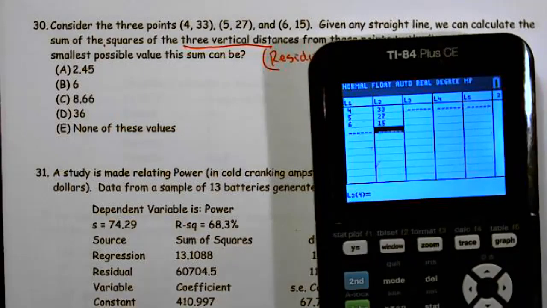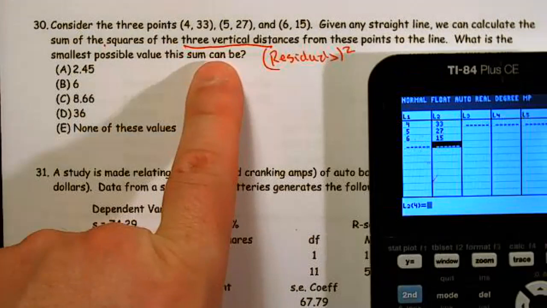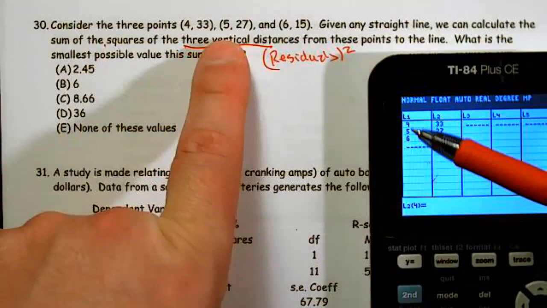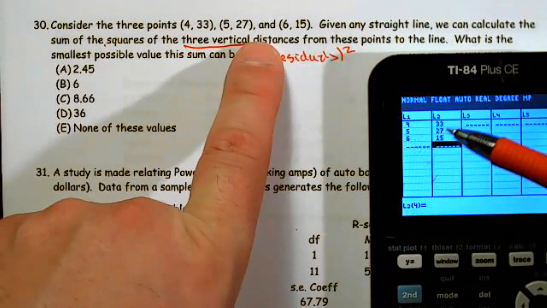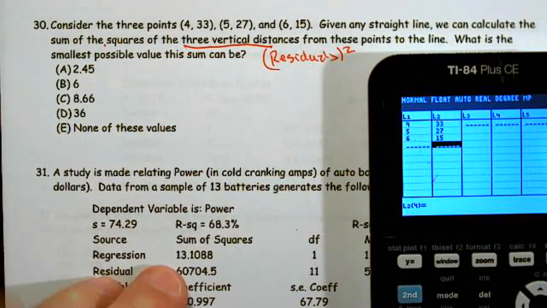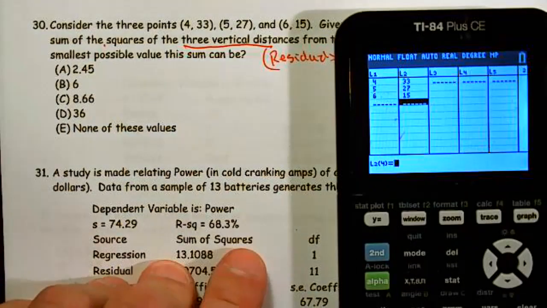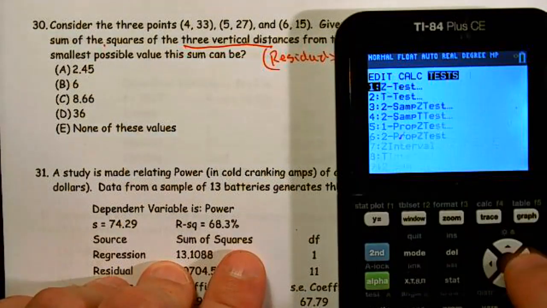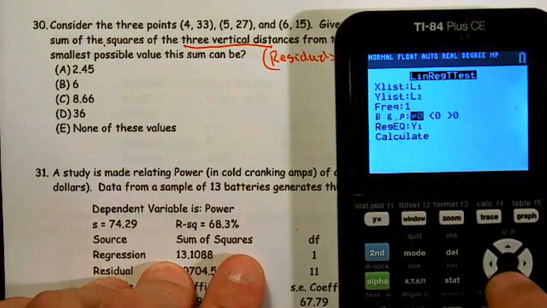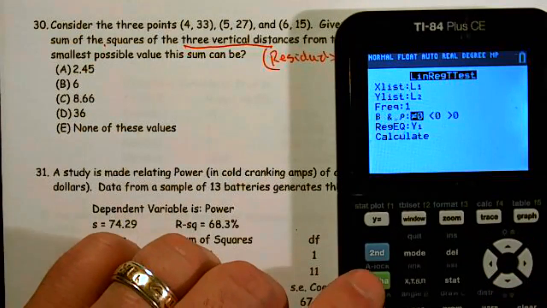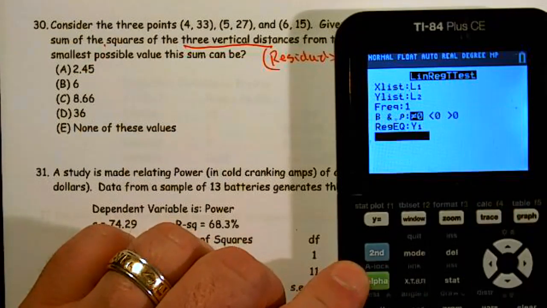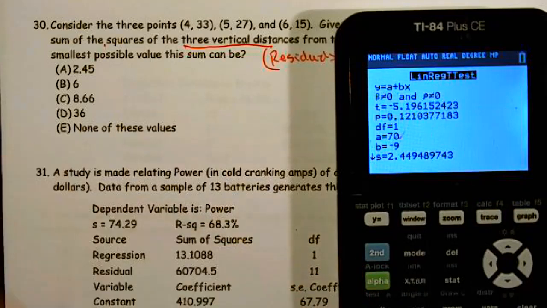So I've taken a moment and entered the data into L1 and L2. Here are all my X values, 4, 5, and 6. Then I have 33, 27, and 15 for my Y values. I'm going to run a regression on this. I'm going to go stat, test, linear regression t-test, and store my equation into Y1, so alpha trace. And so there's my regression equation.